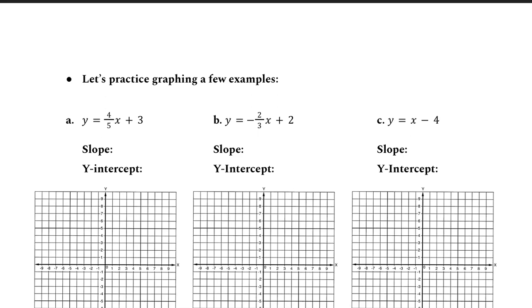First of all, let's remember, what is the name of the form we're using? Again, it is slope-intercept form. Now, what do we think slope-intercept form shows us? It shows us the slope of a line, and it shows us the y-intercept of a line. It's in the name right there, right?